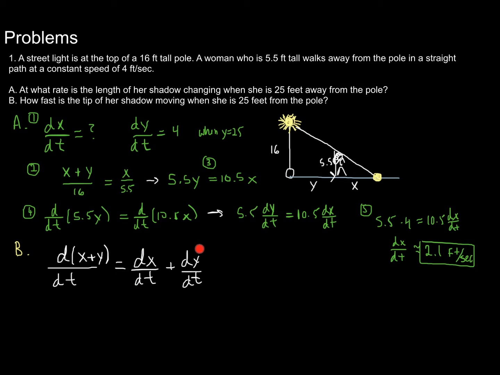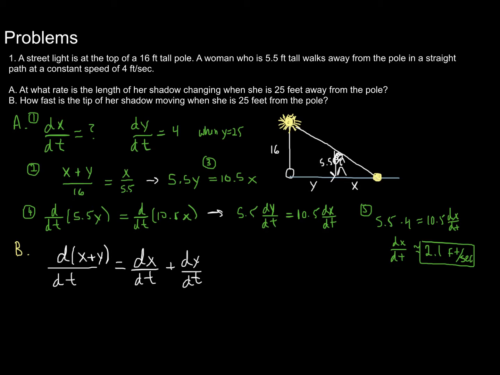So now that we have this down, we can actually note that we've done all of the hard work. We need to find dx/dt and dy/dt. Well, we know dy/dt, it's 4, it's never changing. And we know dx/dt at this particular moment as well, 2.1 feet per second. That's what we found in part A.